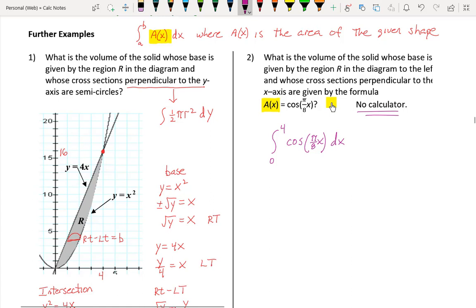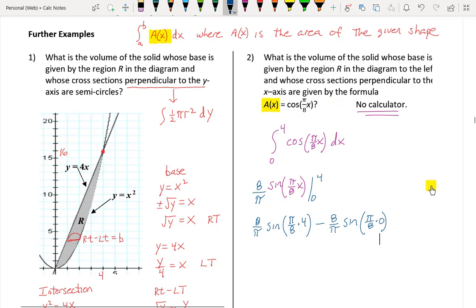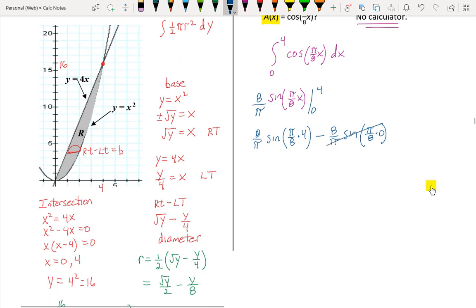So we're going to take the antiderivative of cosine, which is sine of pi over 8 times x. But if we were to take the derivative of that, we would get a pi over 8 there, so we need to multiply by 8 over pi. And we are going from 0 to 4 here. Let's plug in. We're going to get 8 over pi times the sine of pi over 8 times 4, minus 8 over pi times the sine of pi over 8 times 0. And if I already knew that right-hand side was going to be 0, I really didn't need to do any of this, because the sine of 0 is 0, so this whole side cancels out.